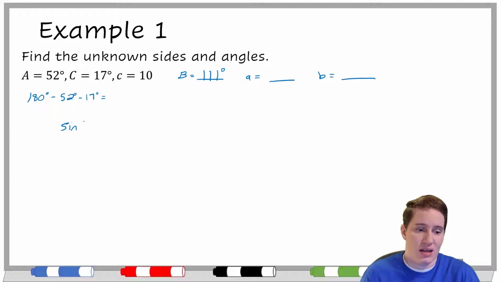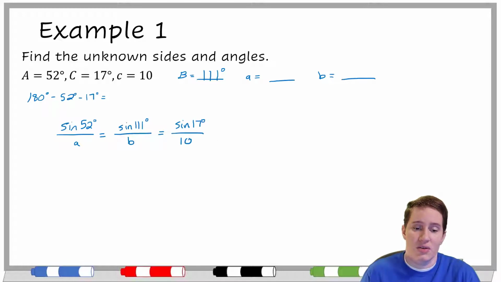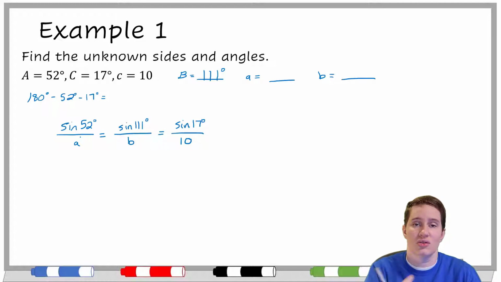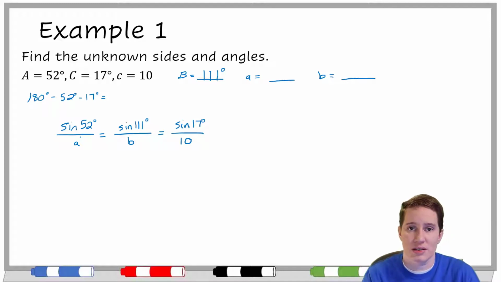So we'd say sine A, so sine of 52 degrees over A, which we don't know, sine B, which we just figured out, over little b, and then sine 17 over C, which is 10. Okay, so you can set it up like this and then figure out what pieces to take to solve, or you could just set it up with 2 fractions at a time.